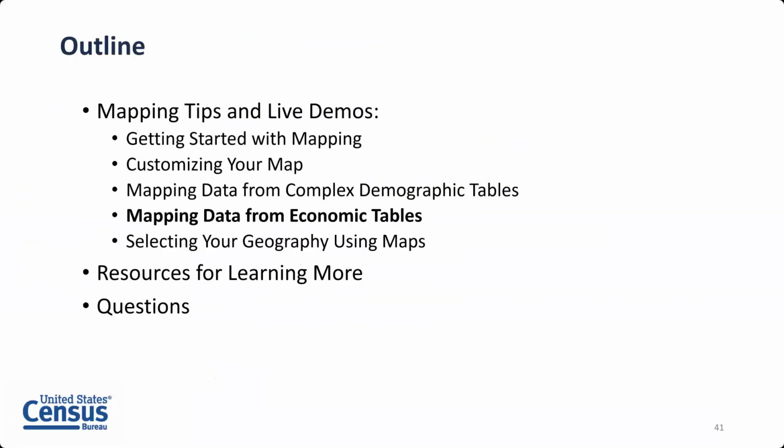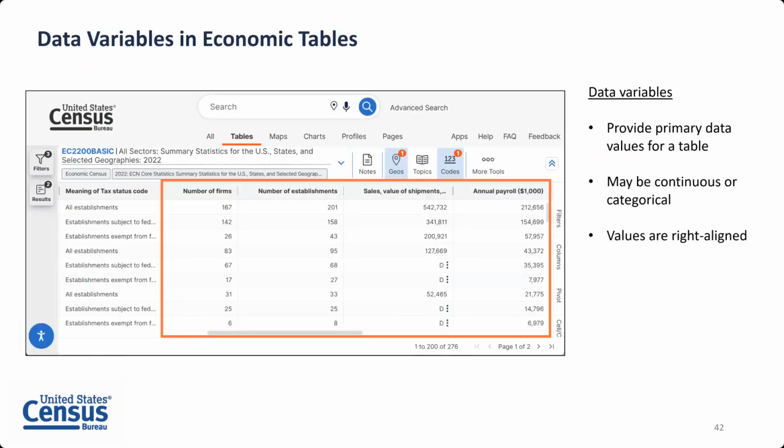Right, moving on, I wanted to show how to map data from economic tables. The way that variables and dimensions appear in these tables are completely different than they are in demographic tables. So taking a moment to understand how this translates into the map variable drop-down menu is going to be helpful for us.